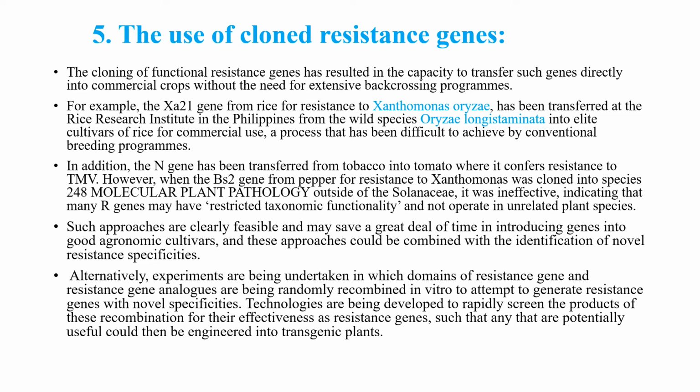Alternatively, experiments have been undertaken where domains of resistance genes and resistance gene analogues have been randomly combined in vitro to attempt to generate disease resistance genes with novel specificities. Technologies are being developed for the rapid screening of the products. These recombinations can be tested for their effectiveness as resistance genes, and any with potential use could be engineered into transgenic plants.